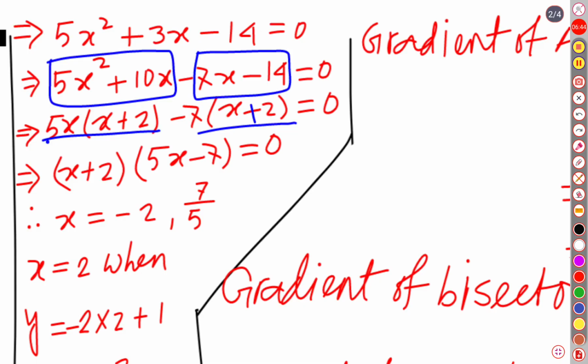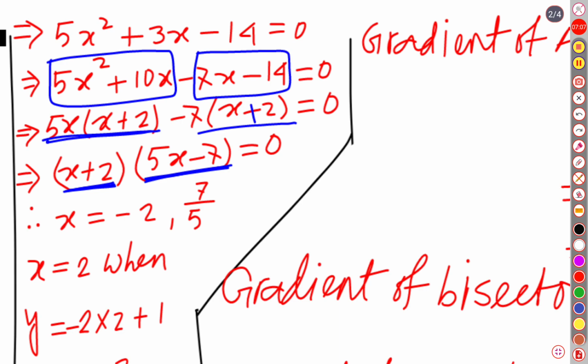So x plus 2 is a common factor between these two quantities, with 5x from the first quantity and negative 7 from the second quantity. So ultimately our roots will be x equals negative 2 and another x coordinate, 7 over 5. So these are our x coordinates.